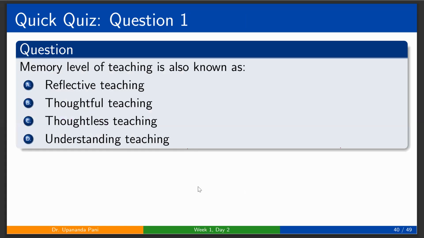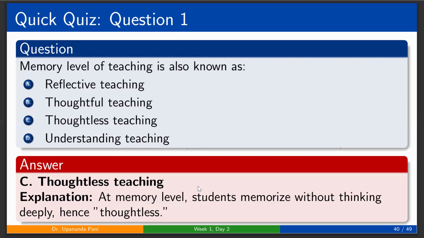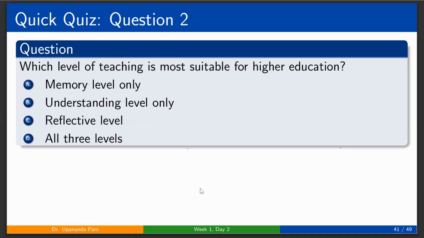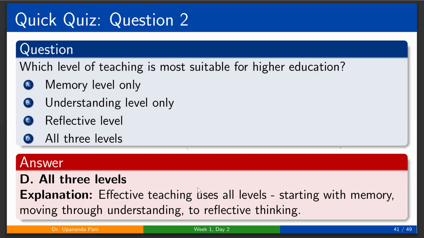Now the next question: memory level of teaching is also known as thoughtless teaching. The explanation is that at memory level, students memorize without thinking deeply, which is why it is called thoughtless. Which level of teaching is most suitable for higher education? What will be the answer? The answer will be all three levels. Effective teaching uses all levels, starting with memory, moving through understanding to reflective thinking.